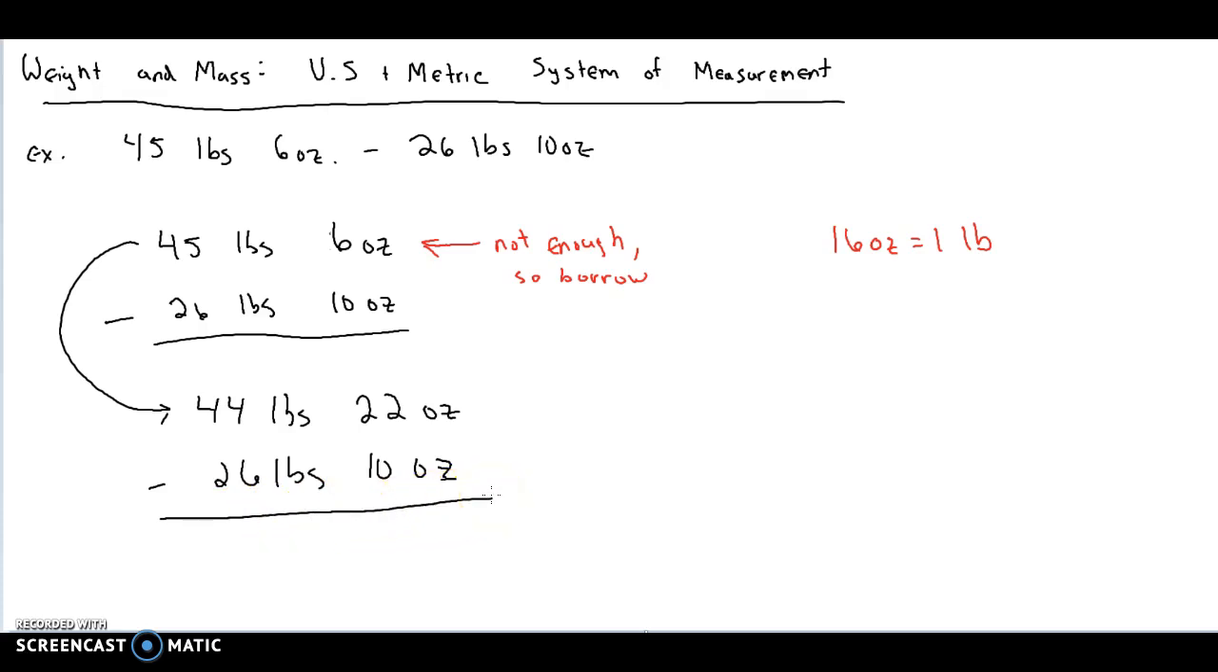So in the ounces part, we do 22 minus 10 to get 12. And on the pounds, when we do 44 minus 26, we get 18. So that means the difference in these two weights, or these two quantities, is 18 pounds, 12 ounces.